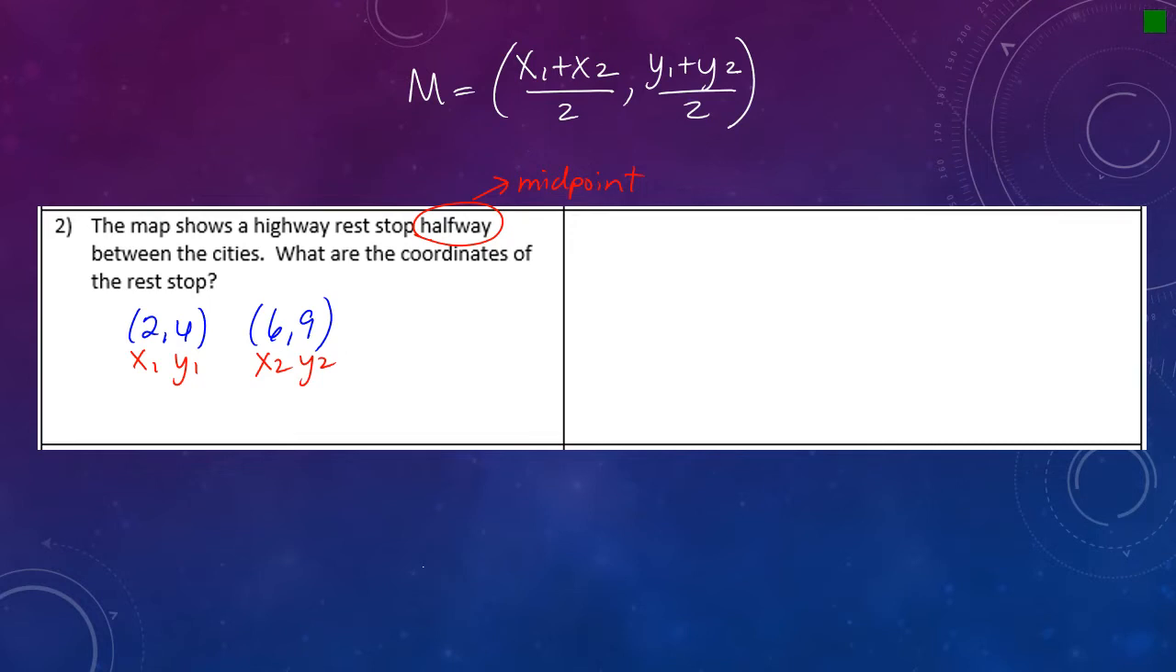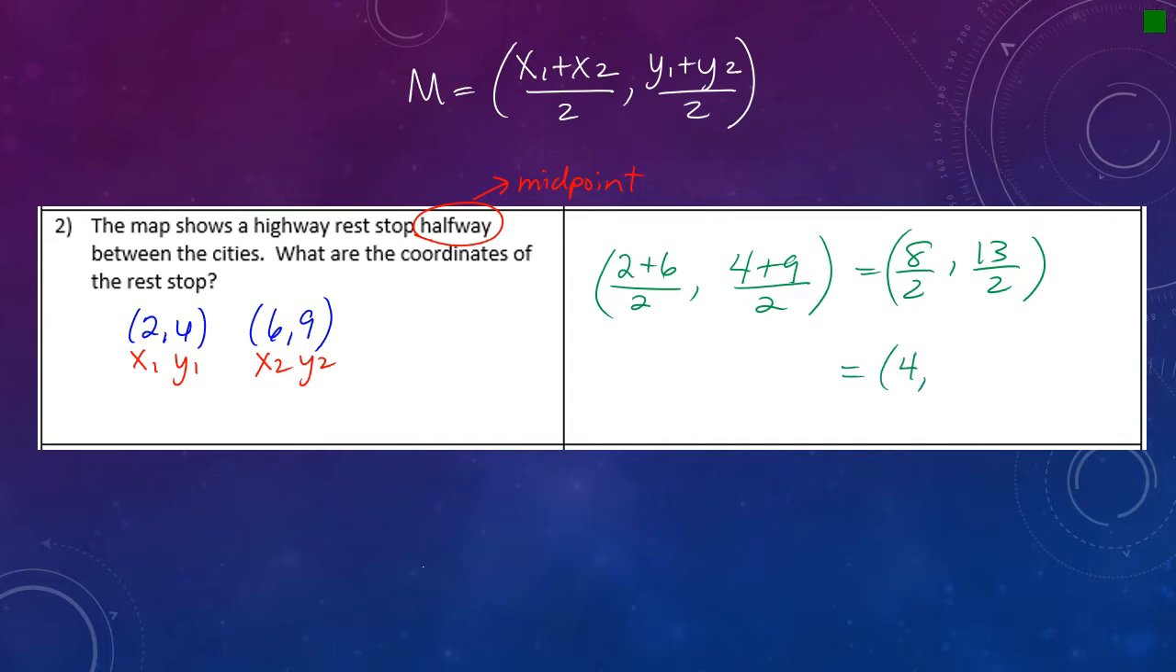Now I'm going to take those and plug them into the midpoint formula up at the top. So x1 plus x2 would be 2 plus 6 over 2, and my y's would be 4 plus 9 over 2. 2 plus 6 is 8. 4 plus 9 is 13. So my final answer: 8 divided by 2 gives you 4. And 13 divided by 2, you could leave as a fraction, or you could write it as a decimal, which is 6.5.